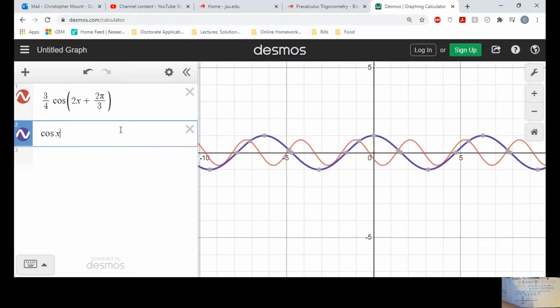Maybe a bigger change is that it's been horizontally squished. So you see it's like it's rotating faster because it's been squished, and also it's been shifted left.